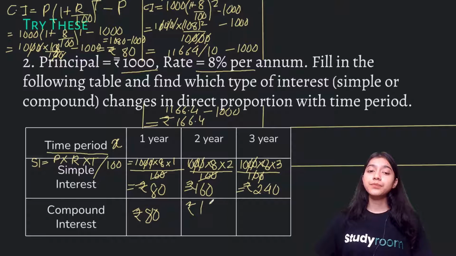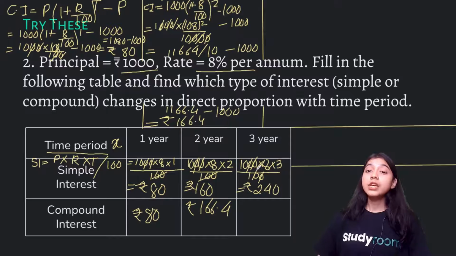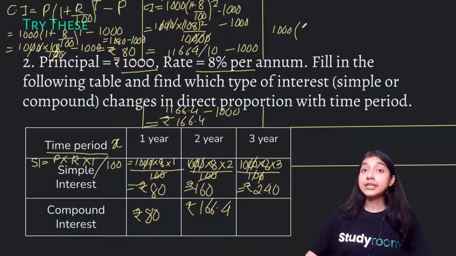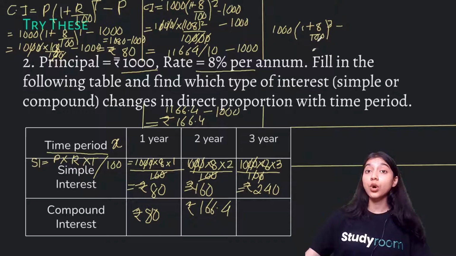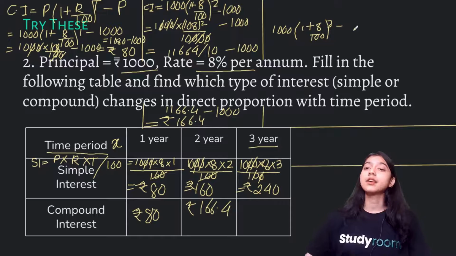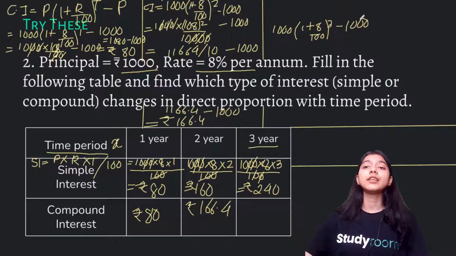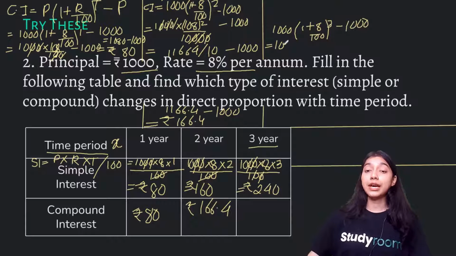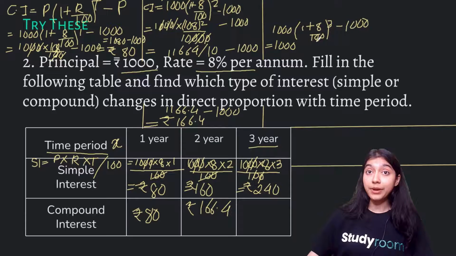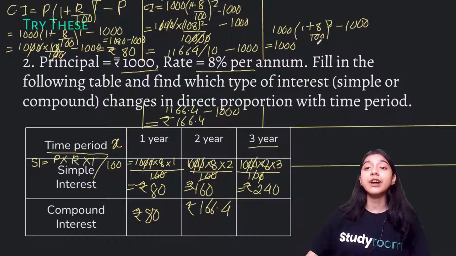So it will be rupees 166.4. Let's calculate the compound interest for the third year. In case of the third year, only T will change. All the other values will remain the same. So the compound interest will be 1000 multiplied with (1 plus 8 by 100) whole cube minus 1000. This 3 I have taken because the value of T will be 3 in the third case, minus again the principal, which is equal to 1000. So from over here we have 1000. Again the part within the bracket will give us 108 divided by 100, and we have to take the cube of 108 divided by 100.